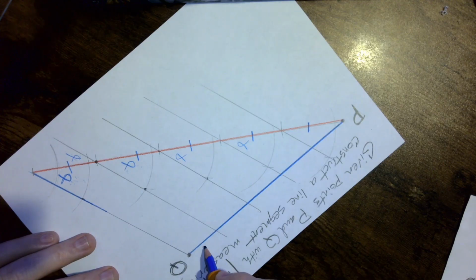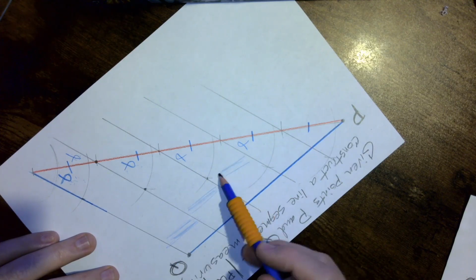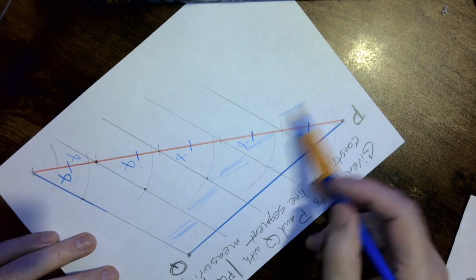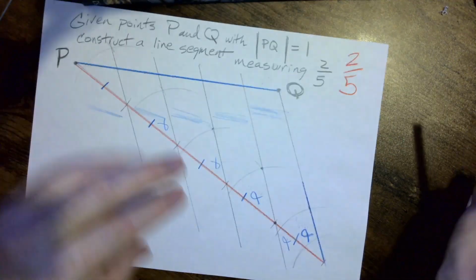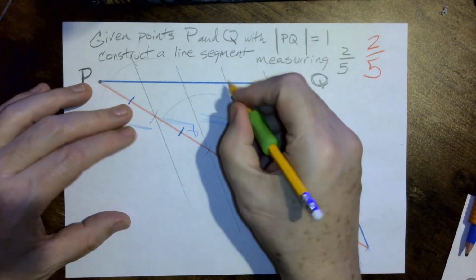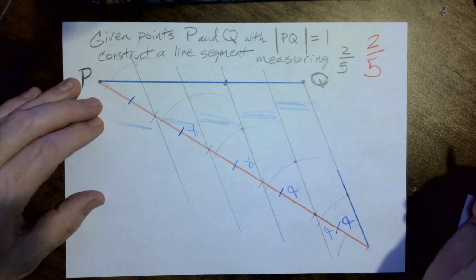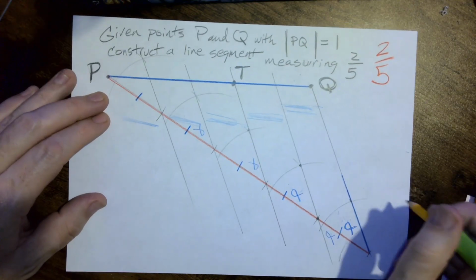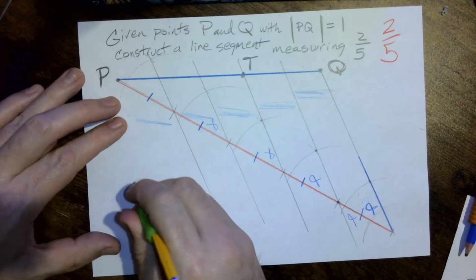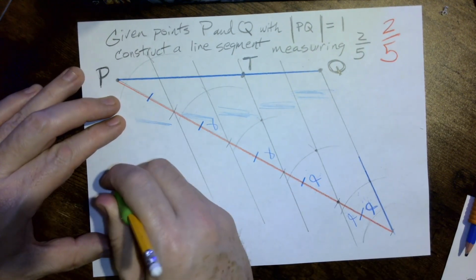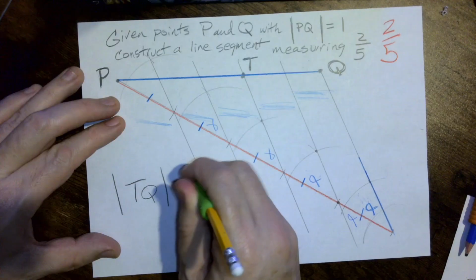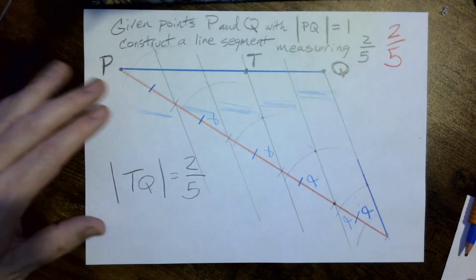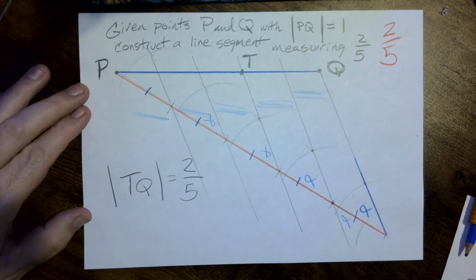So that means, how many segments do we have here? 1, 2, 3, 4, 5 segments. We want 2 of them. So let's call this point, I don't know, call it T. Call that point T. TQ. The measurement of TQ is indeed the same as 2/5.